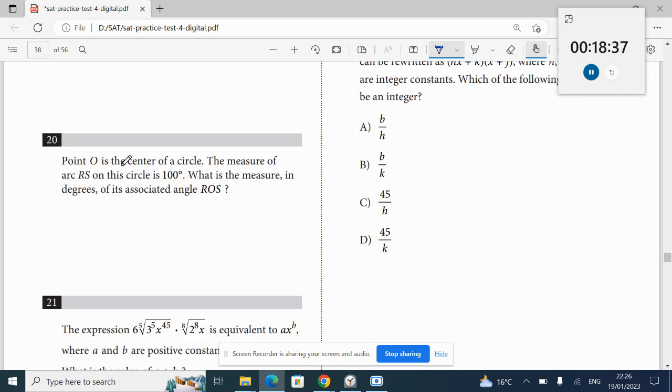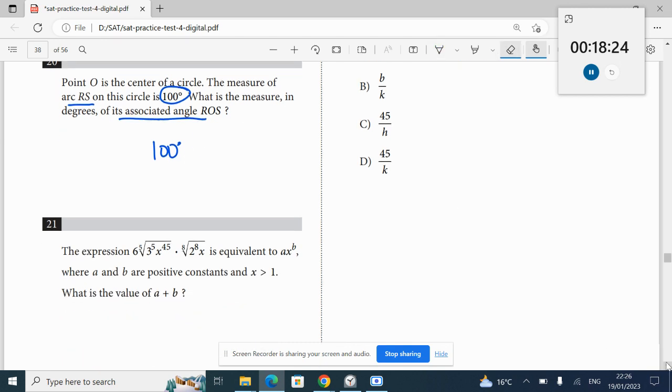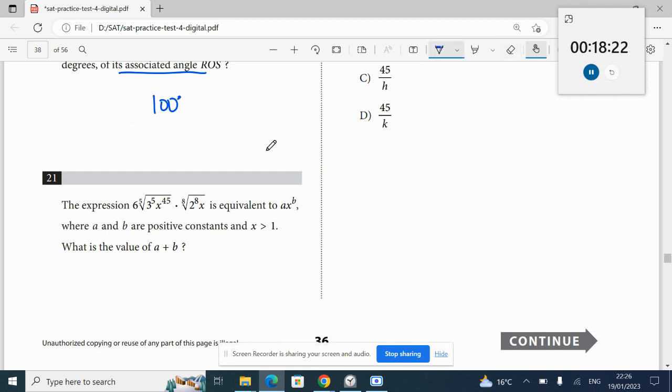Question number 20. The point O is the center of the circle. The measure of arc RS in the circle is 100. What's the measure of the associated angle? It's going to be 100 degrees. Okay. Question 21. The expression is equivalent to this, where a and b are positive constants and x is greater than 1. What is the value of a plus b? It's very important to read the whole question.